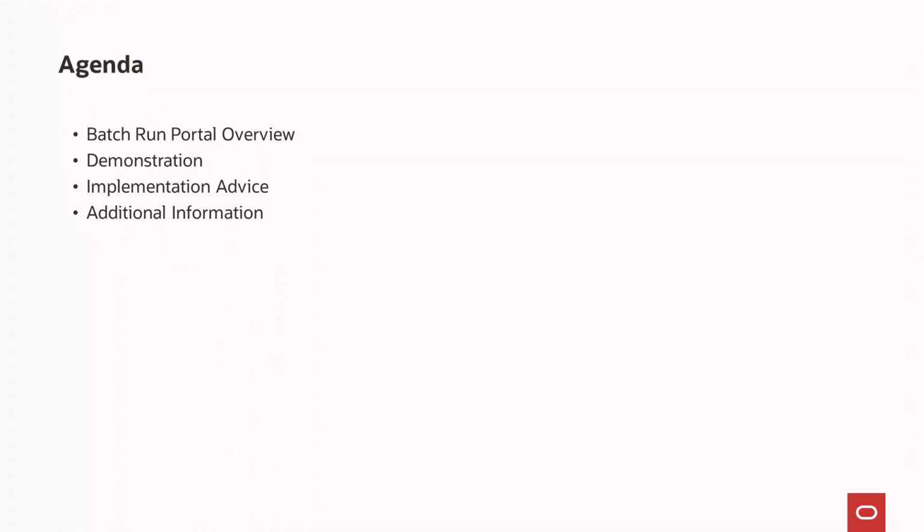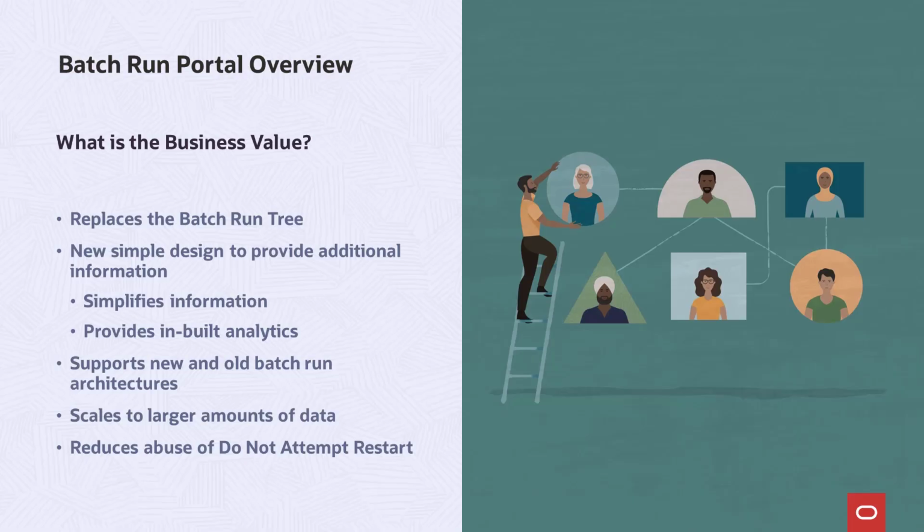The new batch run portal has been introduced into 24A to replace the batch run tree. With the increased usage of the cloud services for batch workload, the batch run tree was deemed inefficient for helping users understand executions of workload. A new portal was developed to provide the same information as the batch run tree, though in a simpler fashion to improve effectiveness. The idea is not only to provide the same information in a more intuitive way, but to provide added value by providing inbuilt analytics to help users better understand executions of batch processes.